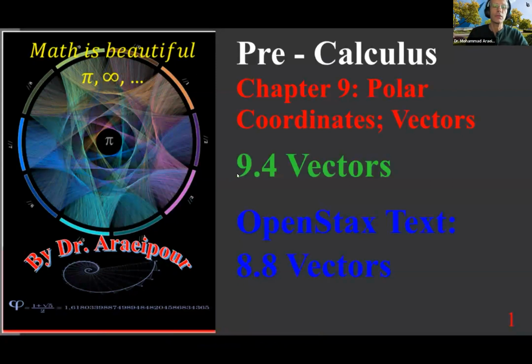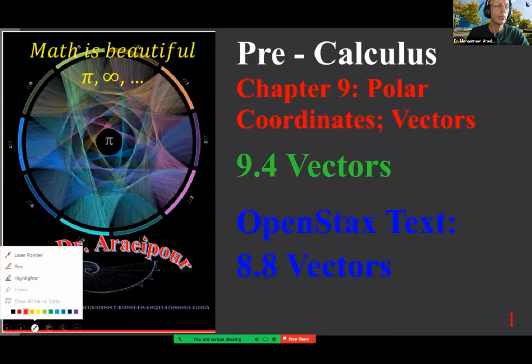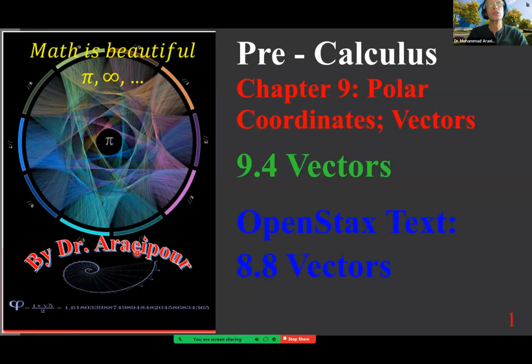We are looking at 8.8 vectors. In essence, this is part 2. Since we covered a big chunk of it, we are going to look at the synopsis of what happened last week, and we're going to move on to the new stuff.